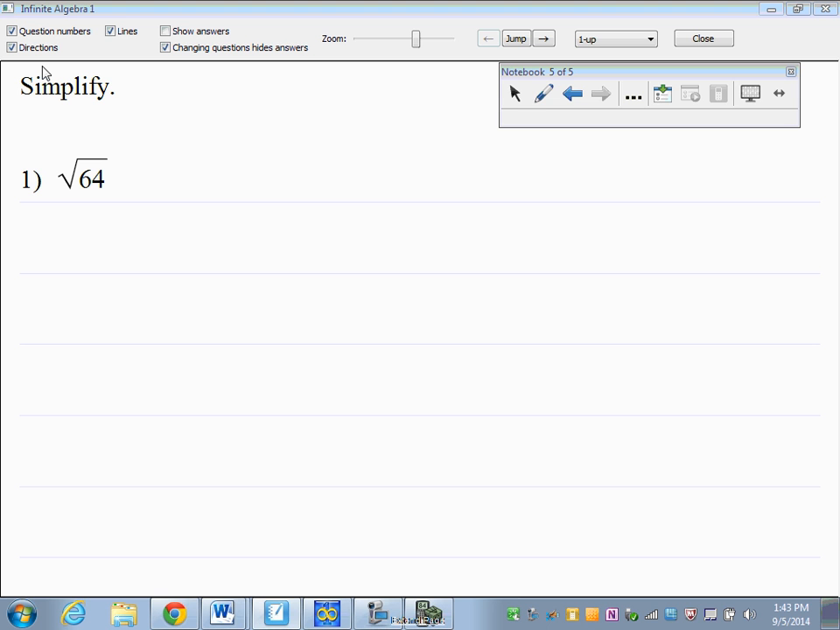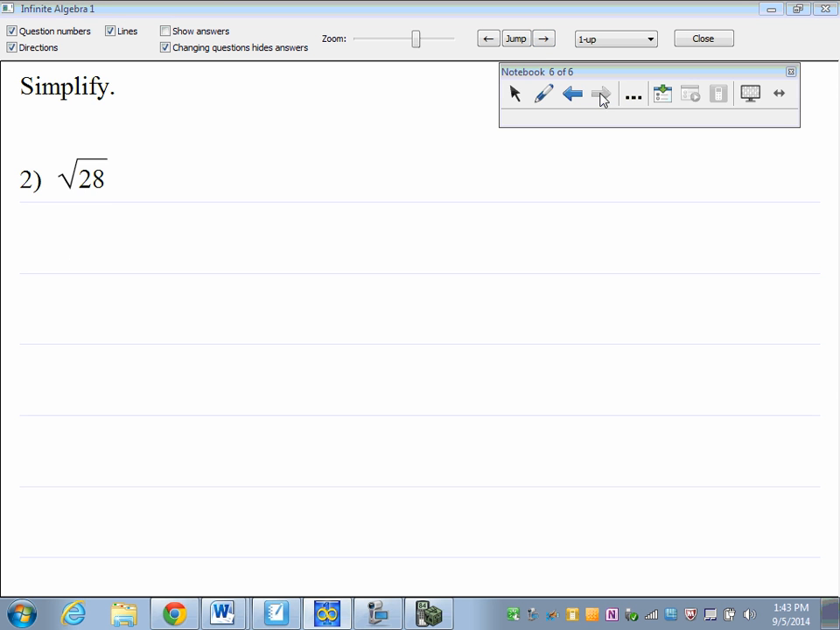The first one is just the square root of 64. Well, we talked about perfect squares. The square root of 64 is a perfect square. We make our factor tree. 8 times 8 is 64. So the square root of 64 is 8. Let's go on to the next one.